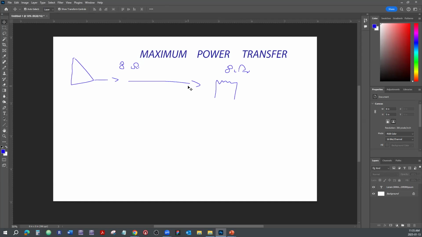It's going to be a loss. Or what's even worse, some of the power can dissipate inside the amplifier. It's going to manifest itself as a heat loss, so it's going to heat up the amplifier. That's why.